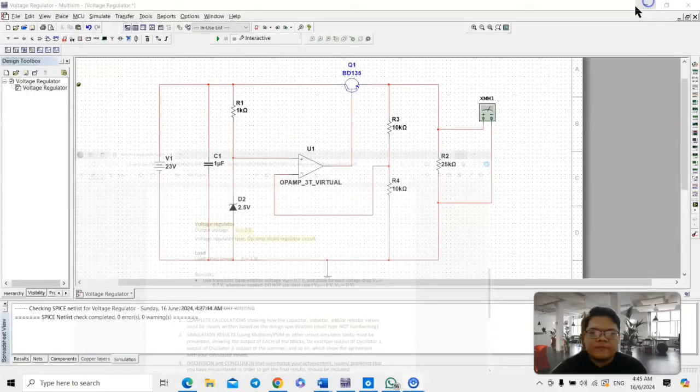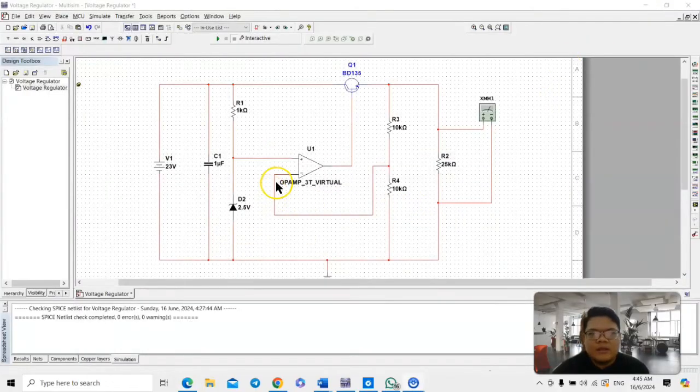Okay, this is the circuit that I built in Multisim. The components that I use are a DC power supply, which I have set to 23 volt, and next is a capacitor. The value of the capacitor is 1 microfarad, and I have 4 resistors.